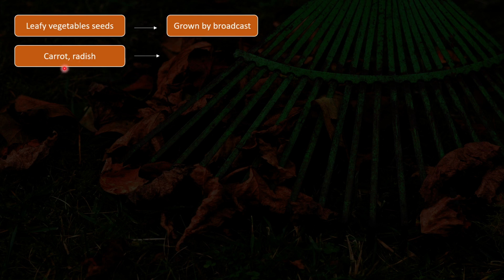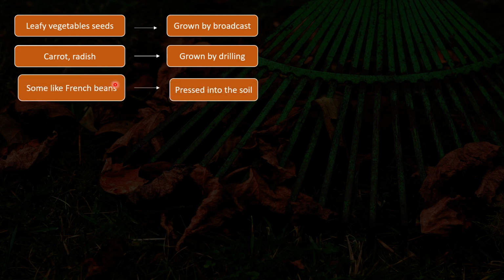Then carrot and radish like vegetables have to be grown by drilling, because they have a cone like shape which has to be drilled inside the soil, and then from that the leaf comes out. Then some, like French beans, are pressed into the soil. So French beans, or whatever kinds of beans that you have, you need to take out the seeds and you need to press that into the soil.